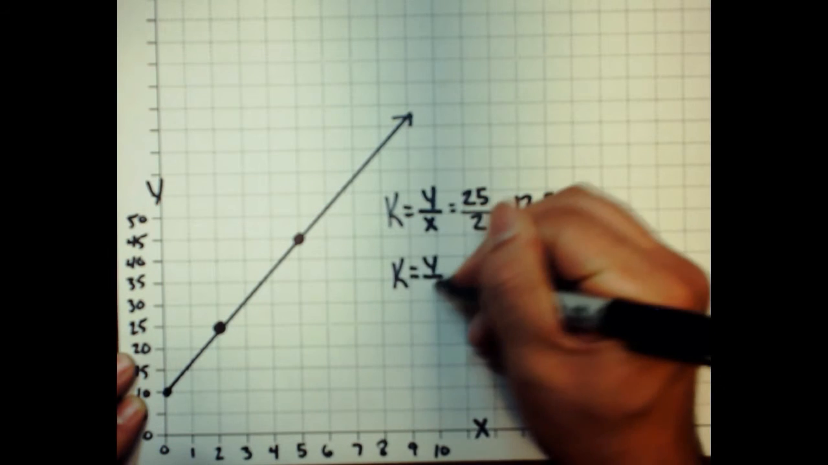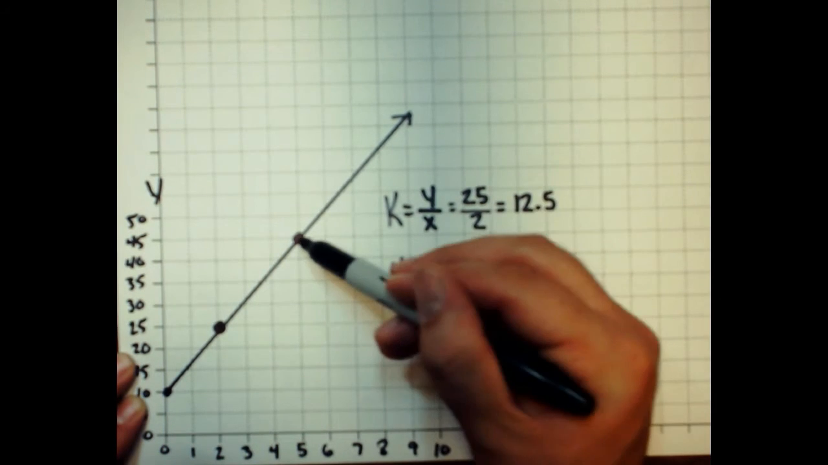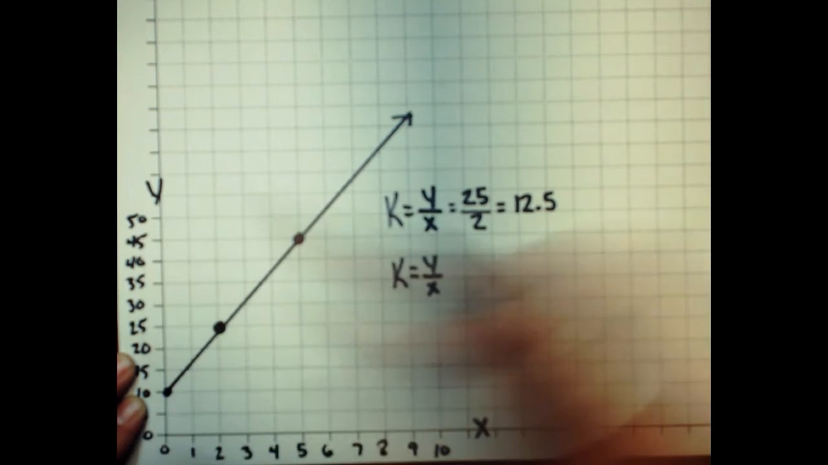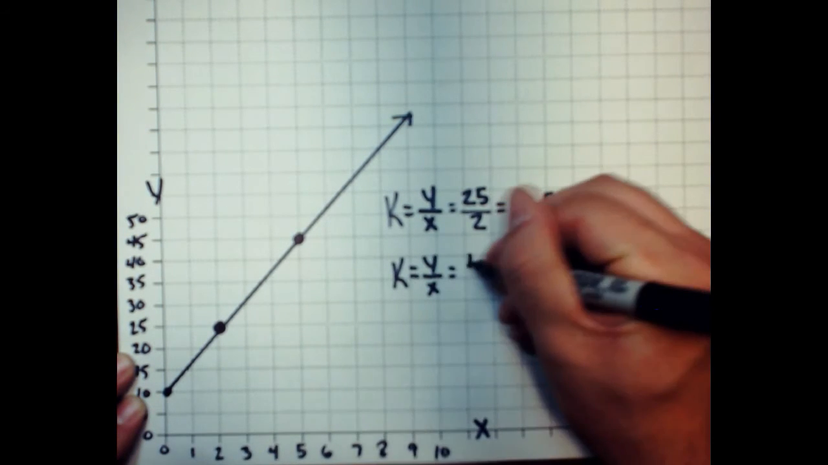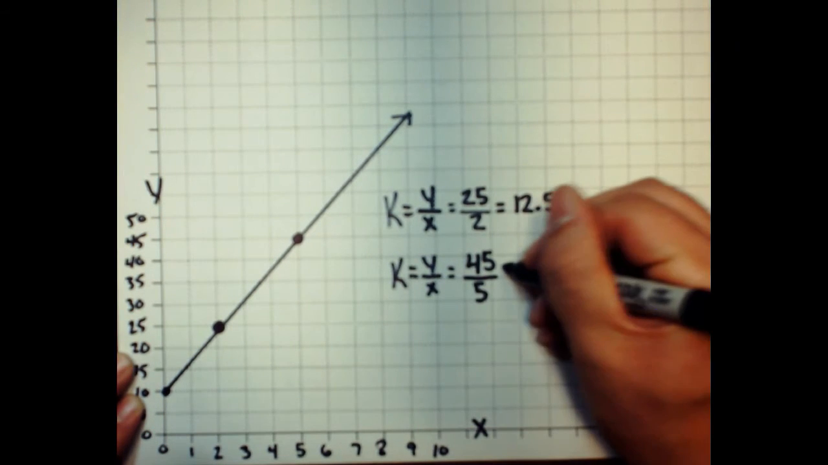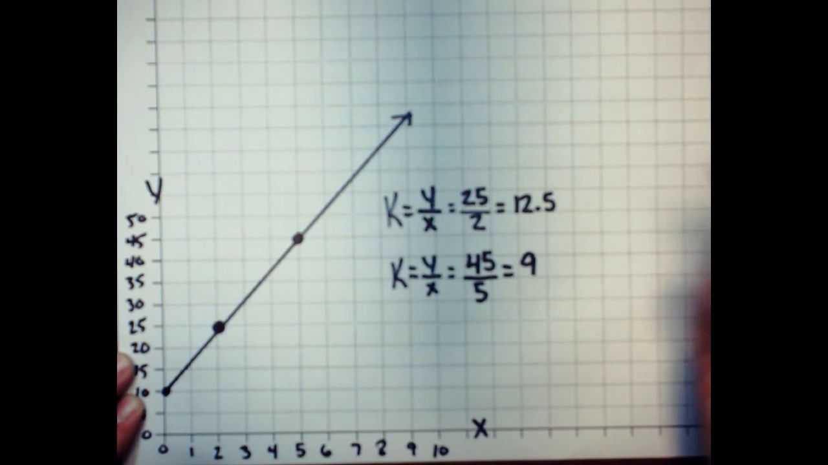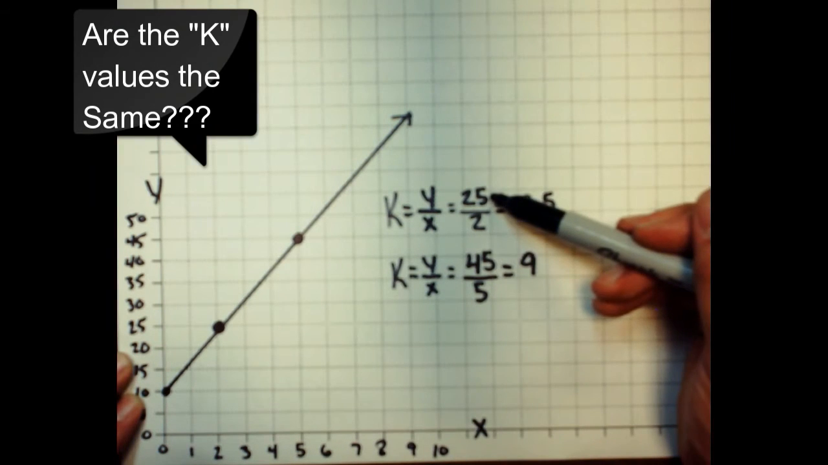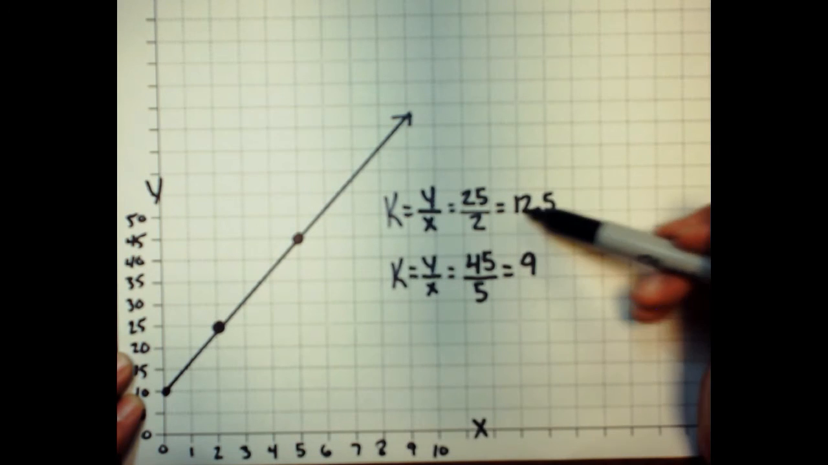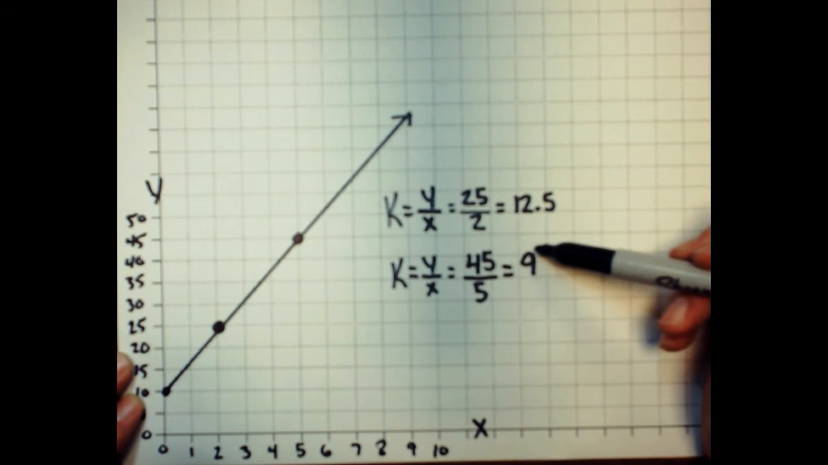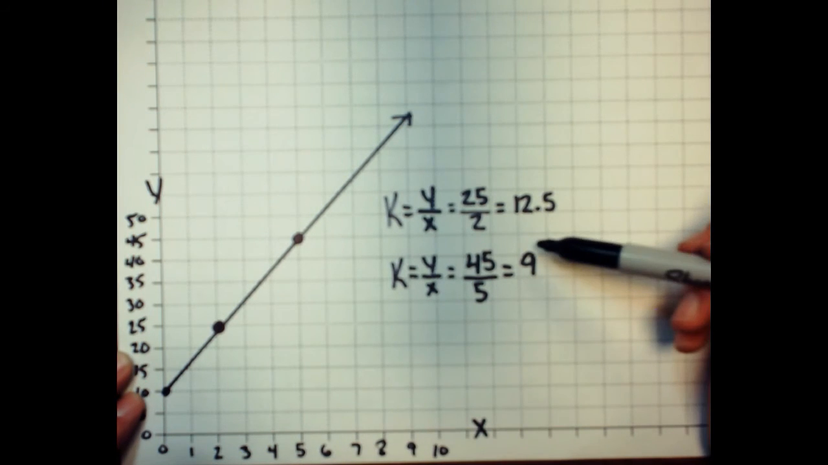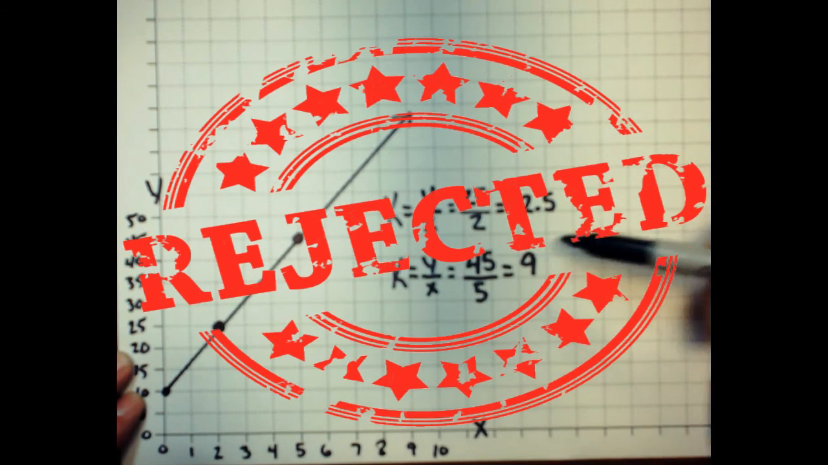So K equals Y divided by X. My X value I'm going to use is 5. My Y value I'm going to use is 45. 45 divided by 5 gives us 9. So we have a ratio here of 25 to 2 and 45 to 5. They both, when divided, give us two different values. Having these two different values, we can determine that this is definitely not a proportional relationship.